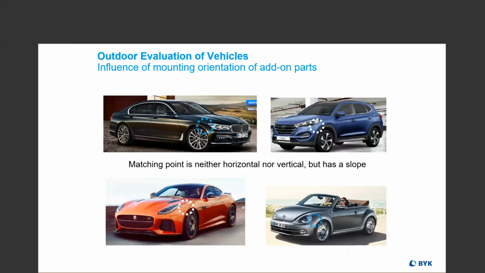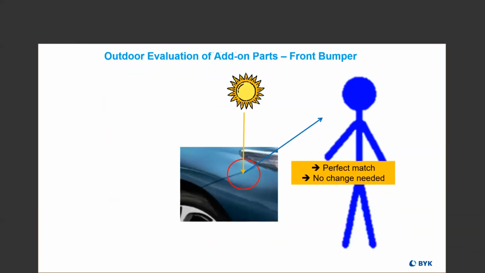So the mounting orientation of the add-on parts is going to have an influence on what we see. Again, as we saw before, the matching point, the part where these two panels fit together, which is the spot that we want to evaluate the color match between two panels, it's often on a part that has a slope. So it's not perfectly horizontal or vertical, but somewhere in between. And so here we have an example. We have an observer viewing these two panels at a particular angle.